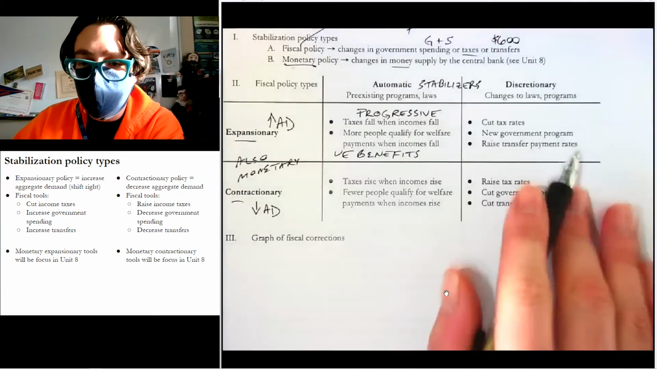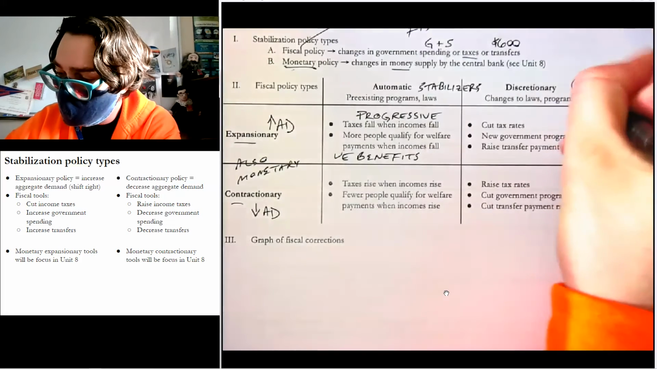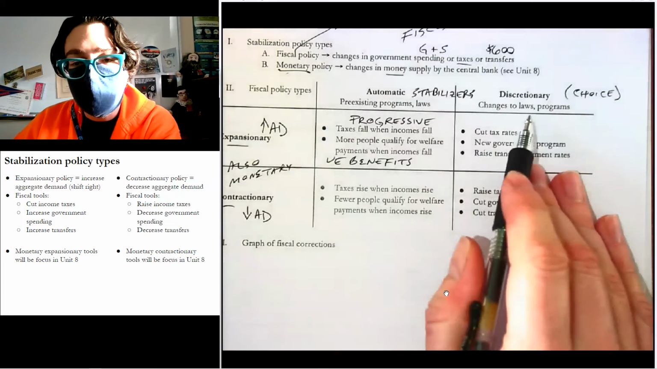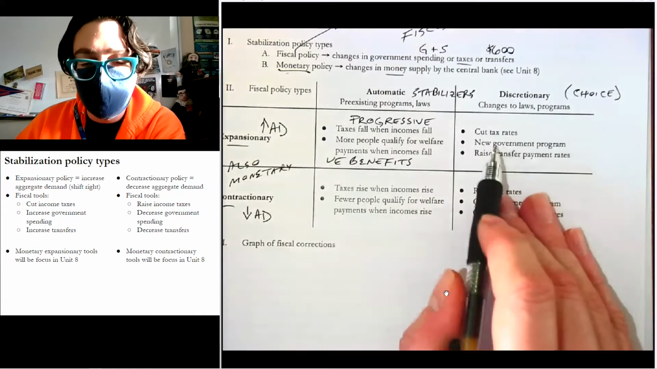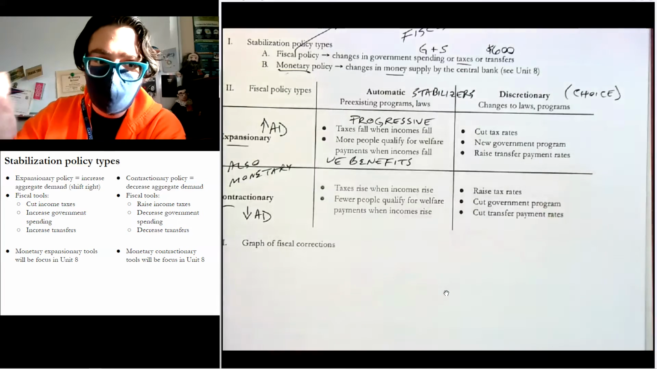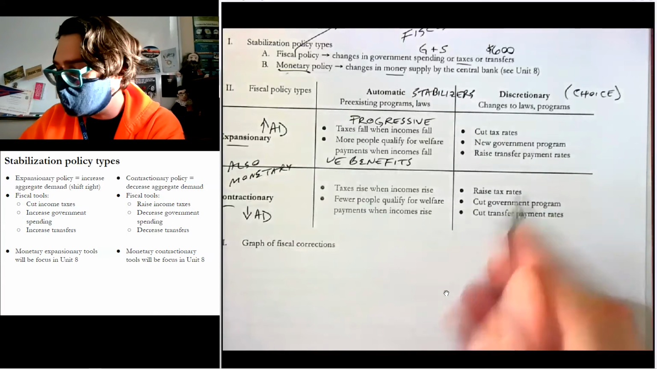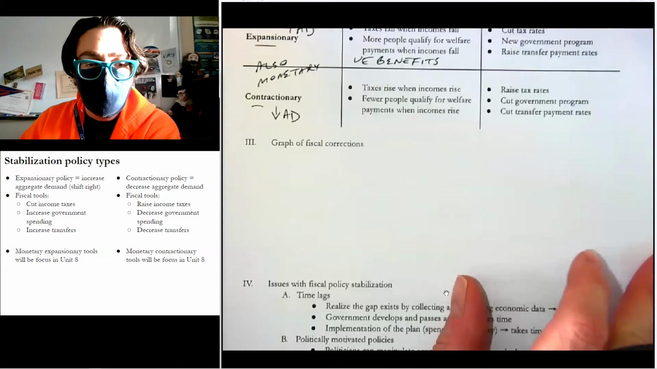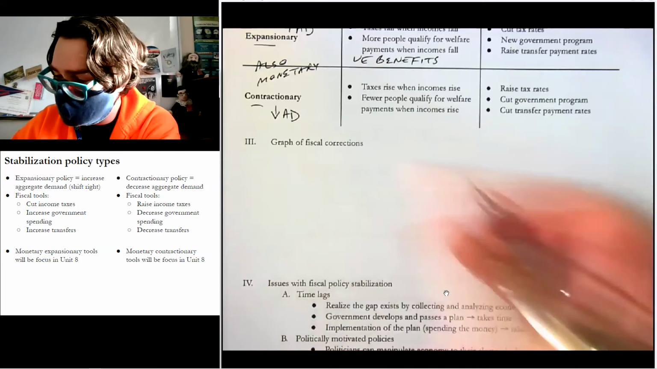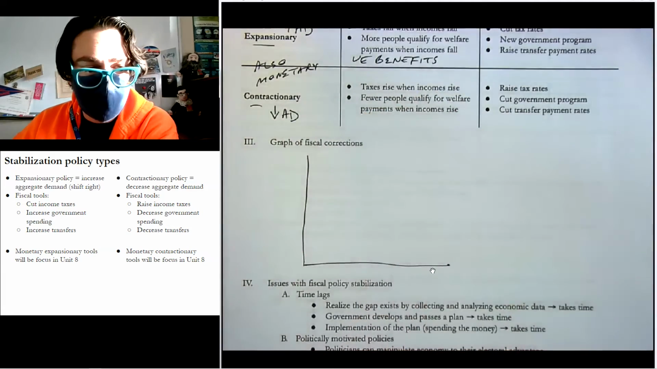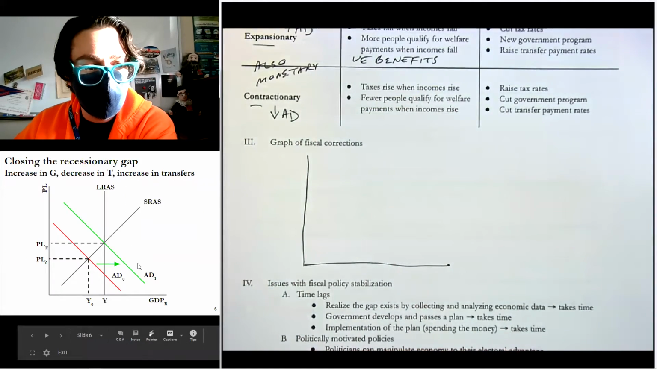Now, in terms of discretionary, right, this means you have a discrete choice. And so this is to say they actually changed a law or a program. So you cut the tax rate, you created a new program, you wrote $600 checks to people, right? Those things, that's discretionary policy in a nutshell. Now, fiscal corrections are super easy for us to model, actually. So we can just say, and actually, I'll just go to the next slide here.